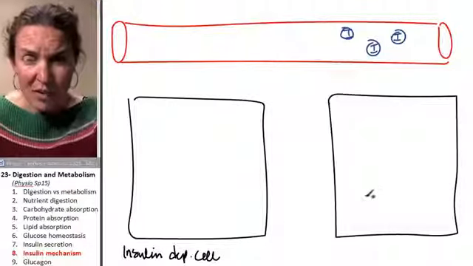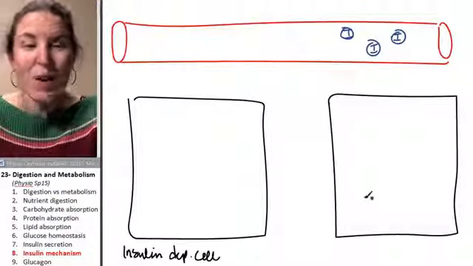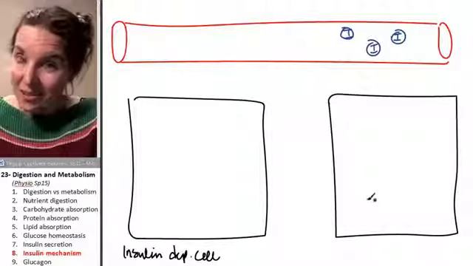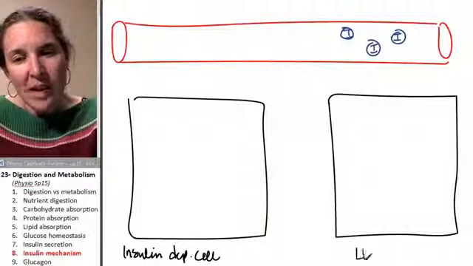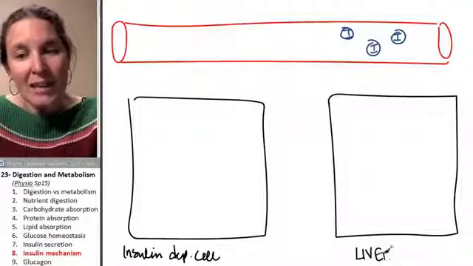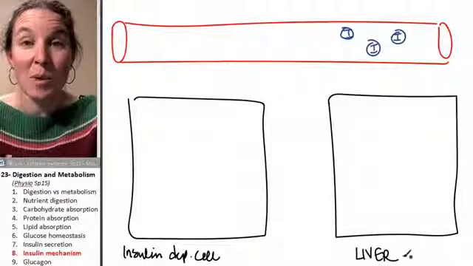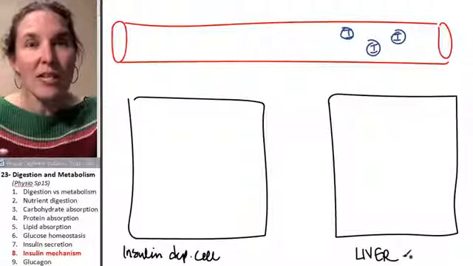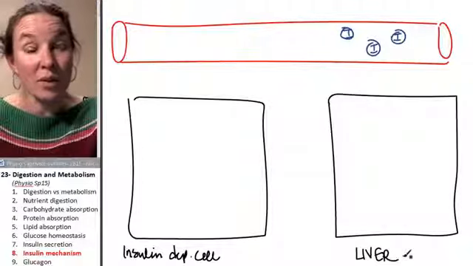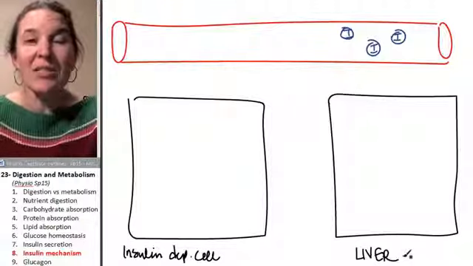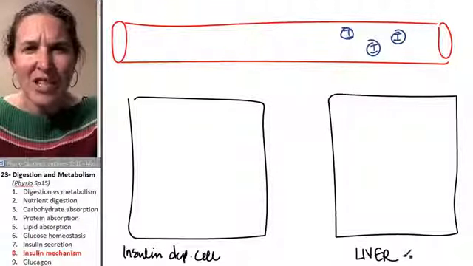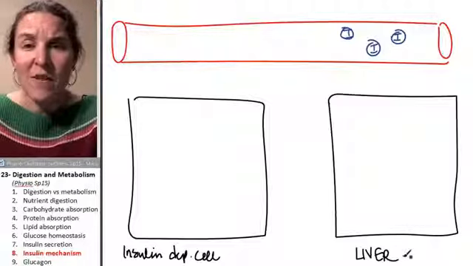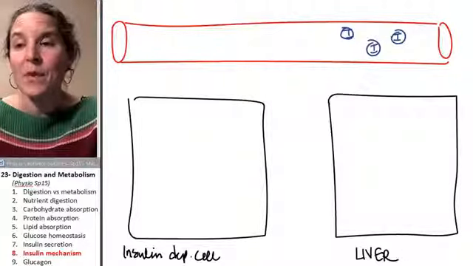most of your cells are insulin-dependent. Brain cells are not, but most of your other cells are. The other cell that I want to look at is a liver cell. And the liver has a different mechanism that we're going to examine because the liver has a different function when it comes to glucose. In fact, glucose is stored in the liver in the form of glycogen. So we have to figure out how that's going to happen.